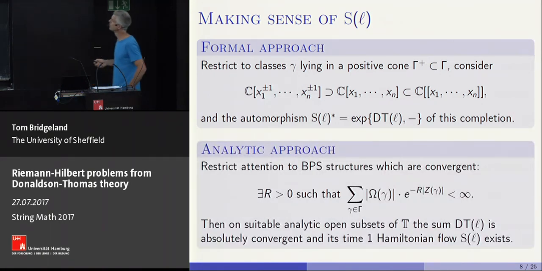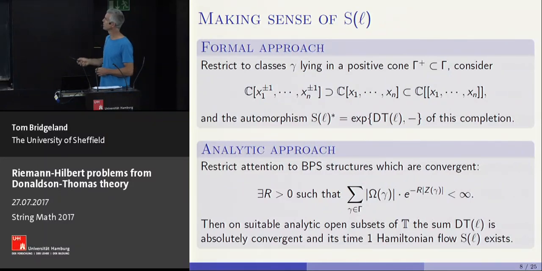So we also sometimes need to take an analytic approach, and there we're going to need some restriction on these BPS invariants. The natural restriction to put is that there can't be too many BPS invariants. They can't grow too fast as the central charge goes to infinity. If you put this condition, then you can show that there are analytic subsets of the torus on which this function converges and on which the time one Hamiltonian flow exists. So you can actually make sense of this on some analytic subsets of your torus.